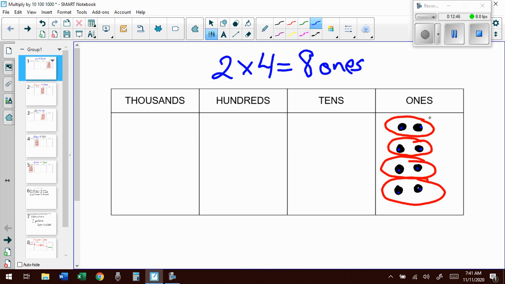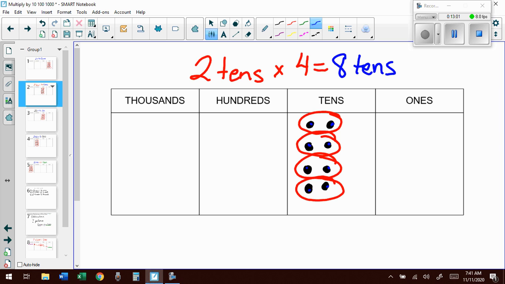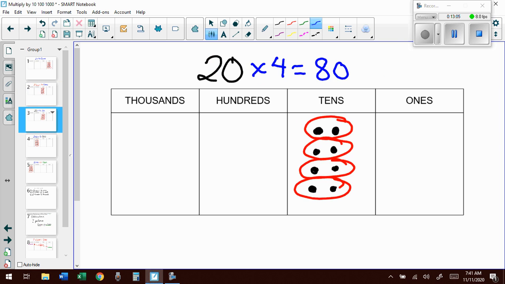if I have a group of 2 ones, and I take that 4 times, I have 2 ones, 4 times, and that gives me 8 ones. 1, 2, 3, 4, 5, 6, 7, 8. If I have 2 tens times 4, it's also saying that I have 10, 20, 4 times. I have 10, 20, 30, 40, 50, 60, 70, 80.